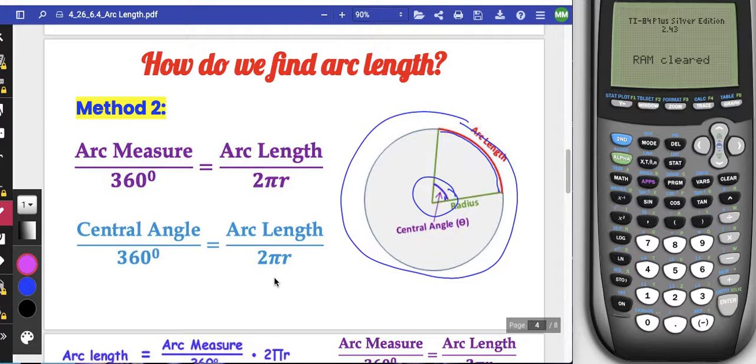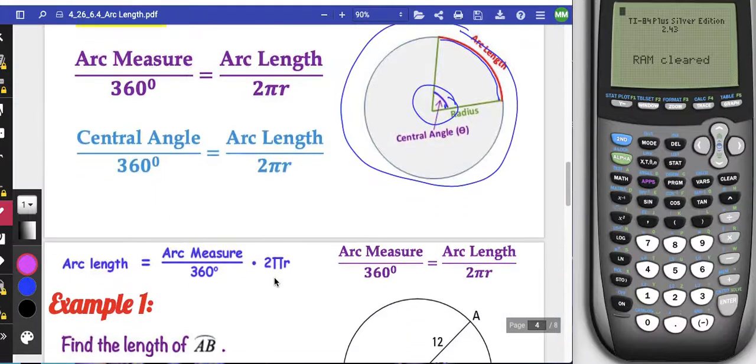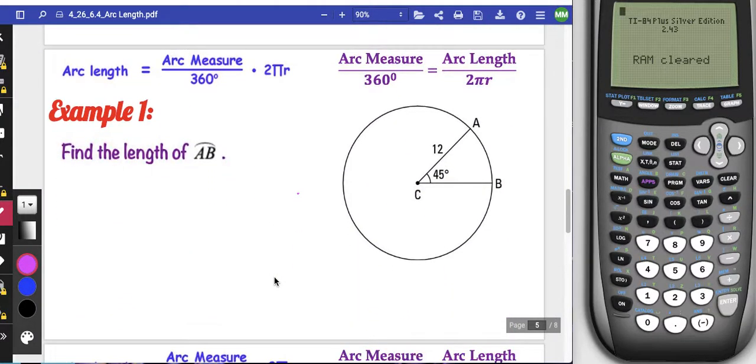And of course, if you are comfortable using either method, it's always good, because as long as you calculate correctly, you will find the same answer. So let's check the first example.